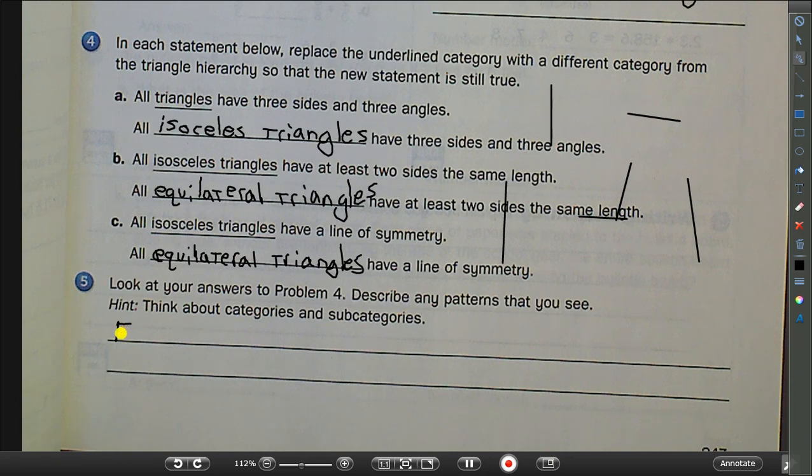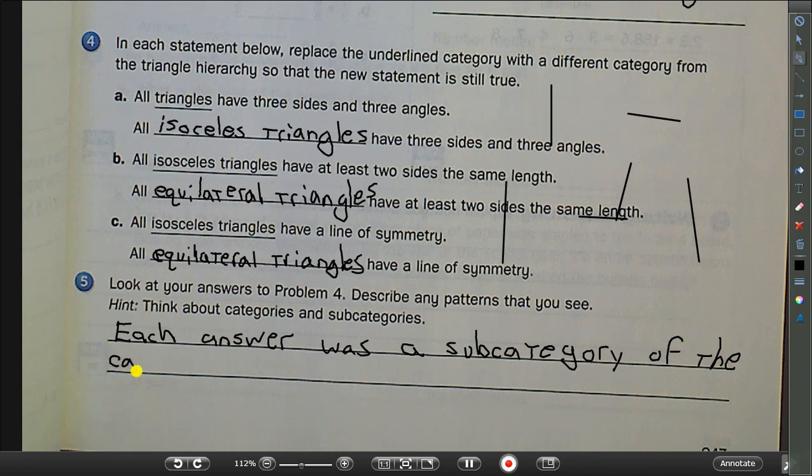Maybe you noticed something else, but when they ask us to describe it, I'm going to say that each answer that we had to write was a subcategory of the category above it. So again, the answer to A, isosceles, was right underneath the category triangles on that page to the left. Our answer to B, equilateral triangles, was right below isosceles triangles on that page. And for C, equilateral triangles, again, was right below isosceles on that page. So if we were to have another question, all we'd really have to do is look at what was the underlined part, look at that page to the left, and find the subcategory directly below it, and that would be our answer.